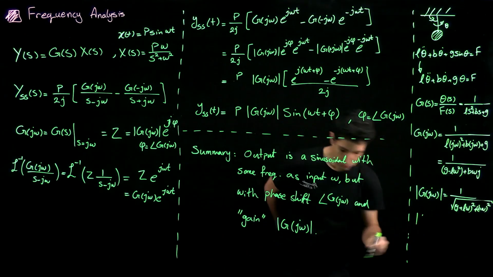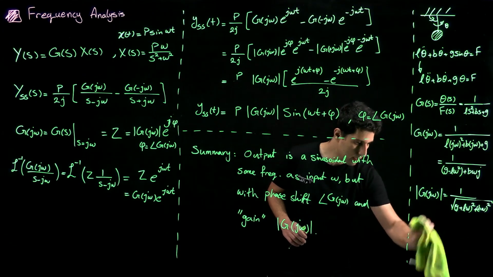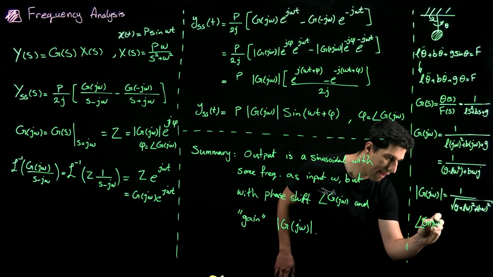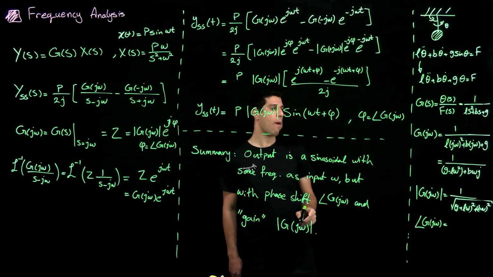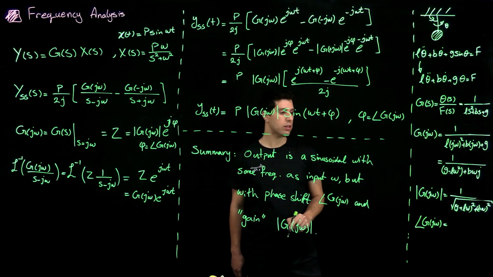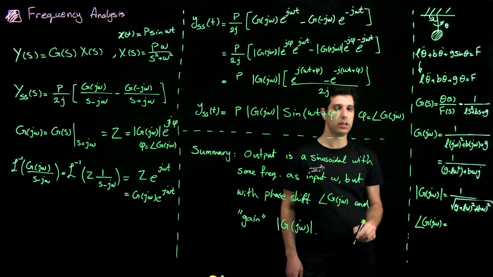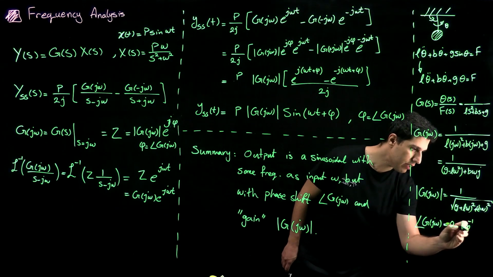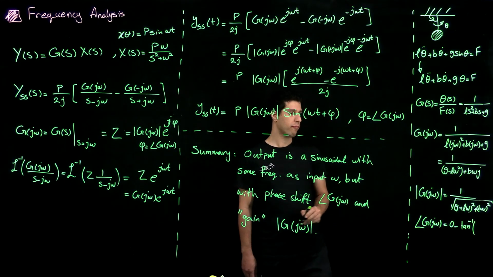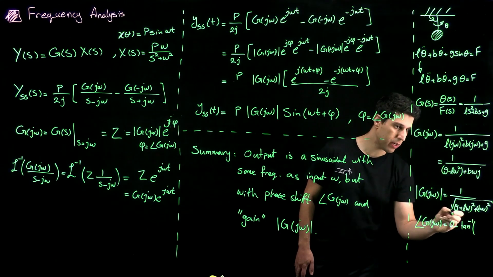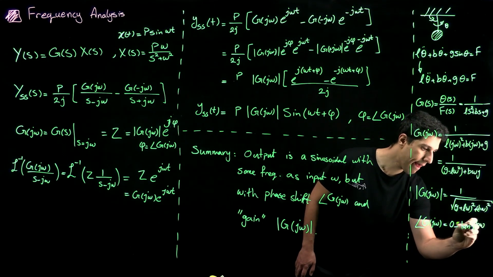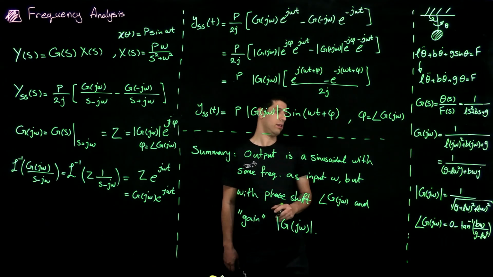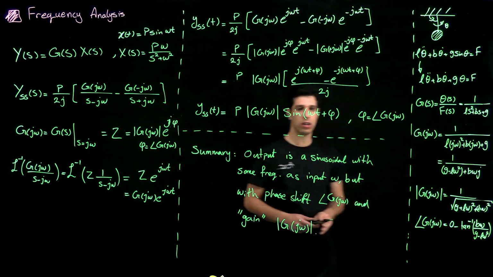And, oops, my phase, this phase of G of j omega is going to be the phase of the top, which is just a real number 1, so it has angle 0, minus tan inverse of imaginary divided by real, so B omega over G minus L omega squared.